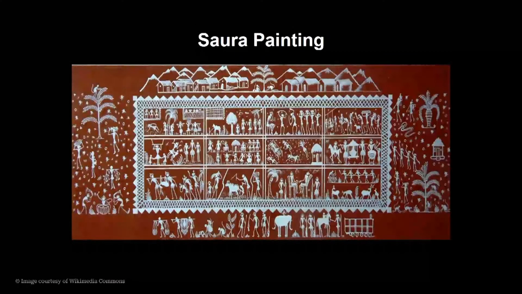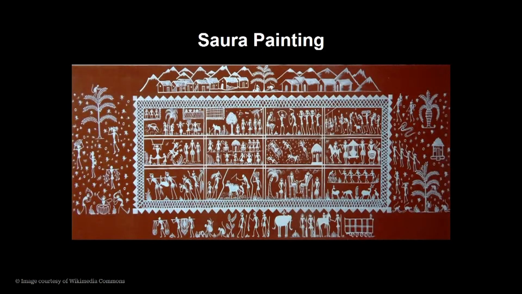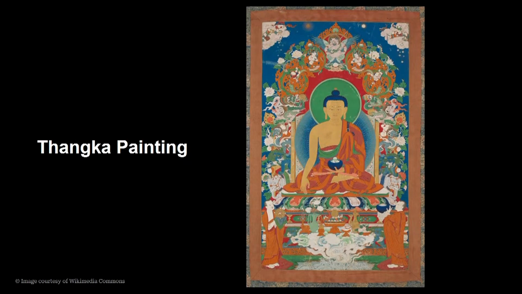This is Shaura painting, which is basically done with the white on the brown background. And then comes Tanka painting, which is from Himachal Pradesh. Tanka painting is a Tibetan Buddhist tradition that has influenced art in the Indian Himalayan regions, including Himachal Pradesh. These intricate scroll paintings depict deities, mandalas, and religious narratives and are used in the religious ceremonies and meditation. This is one of the examples of Tanka painting, which depicts Bodhisattva.